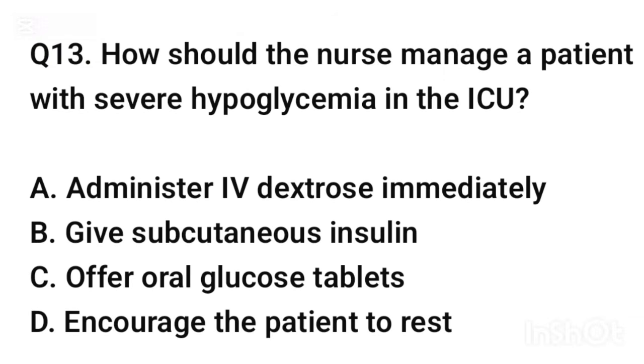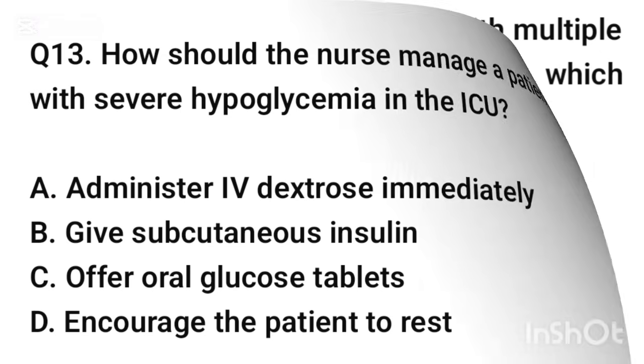Question number 13. How should the nurse manage a patient with severe hypoglycemia in the ICU? The correct answer is option A. Administer IV dextrose immediately.